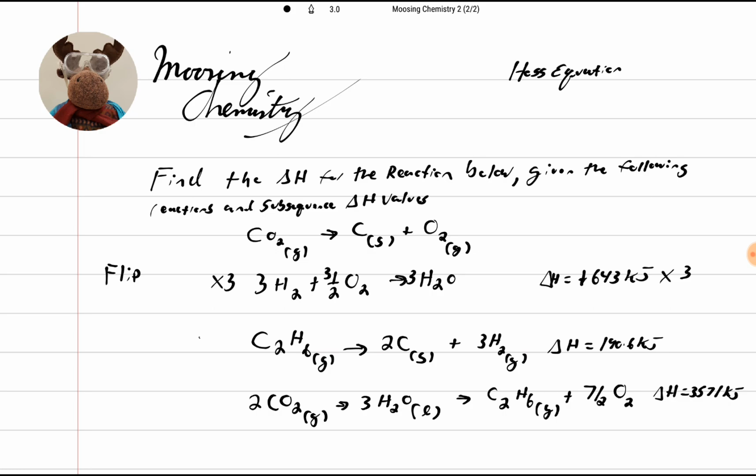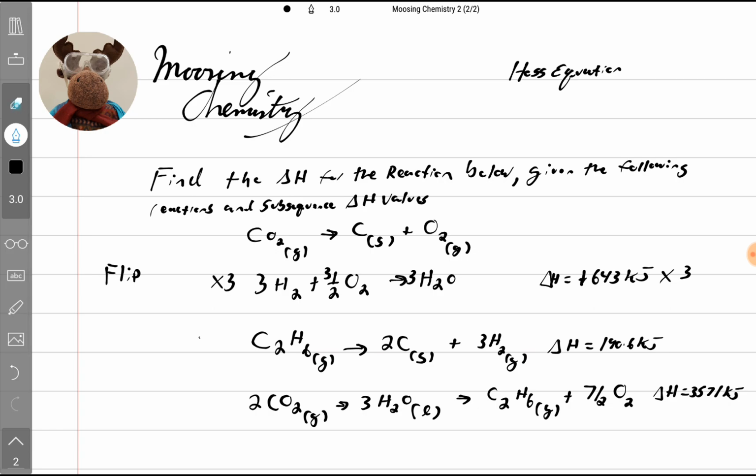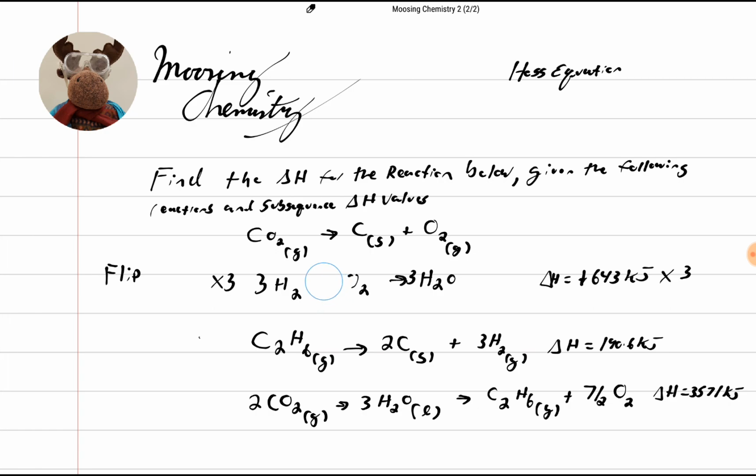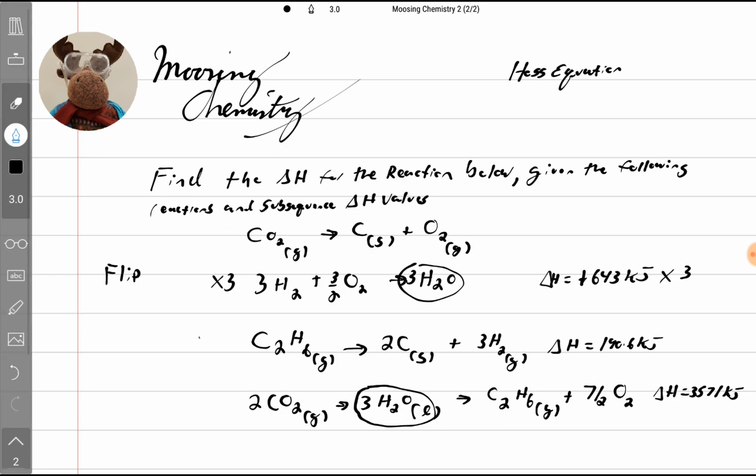Now, that changes this O2 to 3/2. So let's clean up this O2 here, and now that O2 is going to become plus 3/2 O2. And that's going to give us an advantage. Now, what we've got is this. You see this 3H2O here, and this 3H2O here? These guys can cancel each other out. So I'm going to go ahead and cancel those two out and get this out of the way.